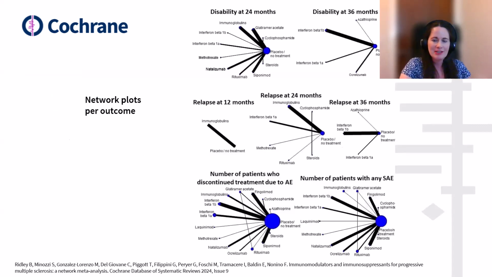So as a recap, here are some examples of a network plot from the review looking at immunomodulators and immunosuppressants for progressive multiple sclerosis. A network plot is presented for each outcome because different studies and treatments are included in each one, depending on what each study measured.